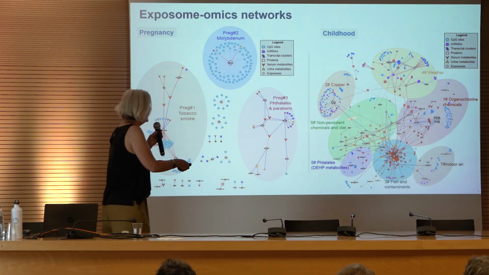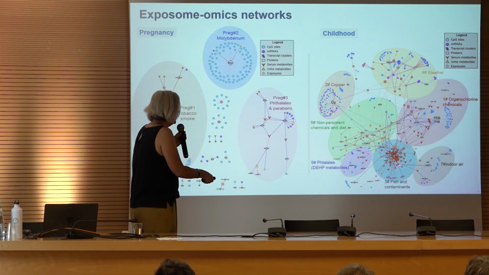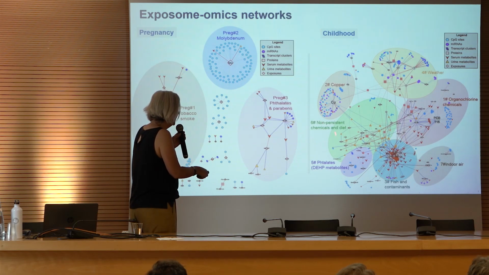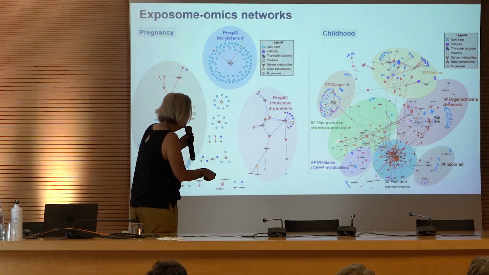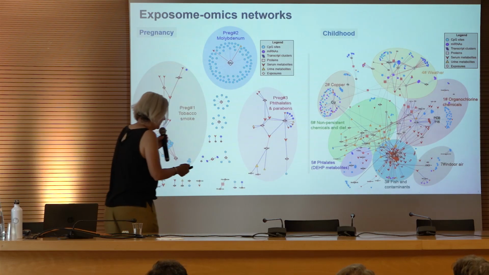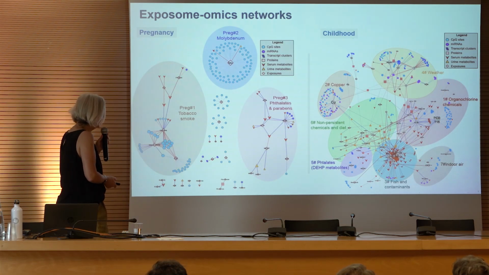And then in the childhood, we see these highly connected networks of different pollutants. Copper, which is also an essential element, pops out. And then several of our chemical pollutants are correlated with metabolites in urine or in serum. So we have quite dense metabolite networks there.